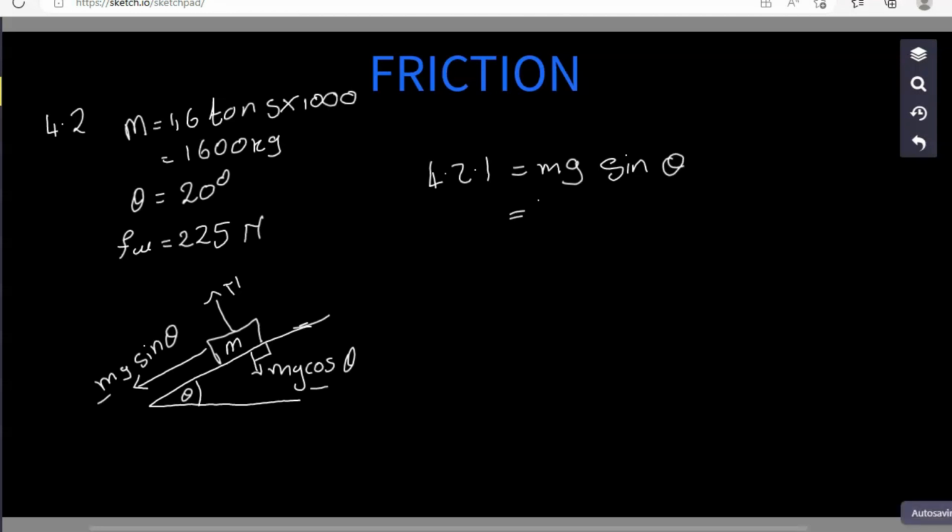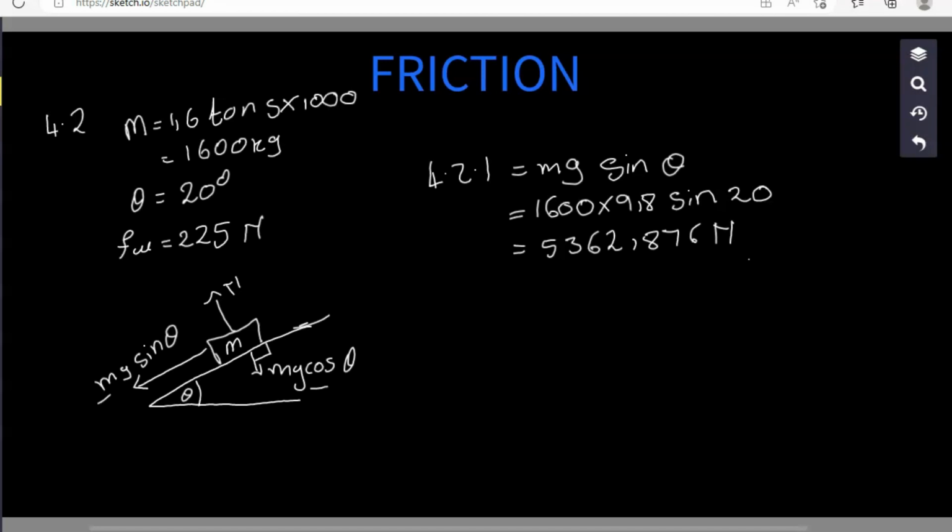The value of our mass is 1,600. Our gravitational acceleration is 9.8. Sine theta, our theta is 20. And this, according to my calculator, I got that it is 5,362.876 newtons.